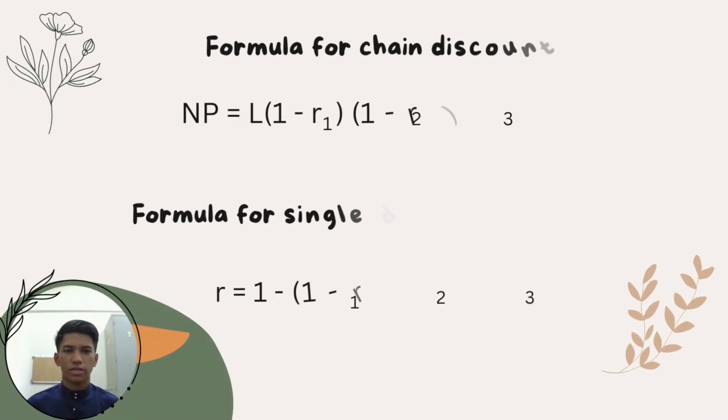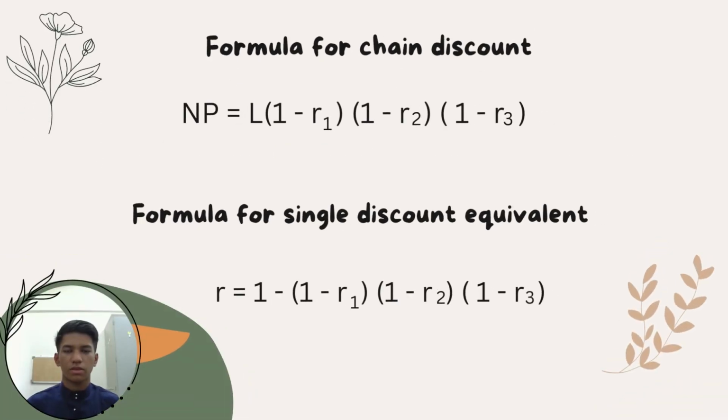Here we have the formula for chain discount, which is NP = L(1 - R1)(1 - R2)(1 - R3). Second, we have the formula for single discount equivalent, which is R = 1 - (1 - R1)(1 - R2)(1 - R3).